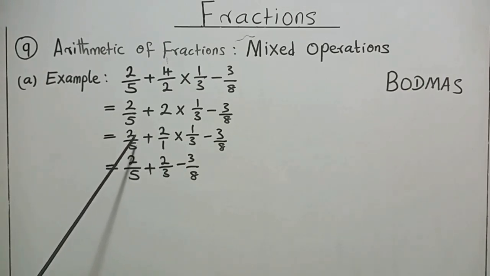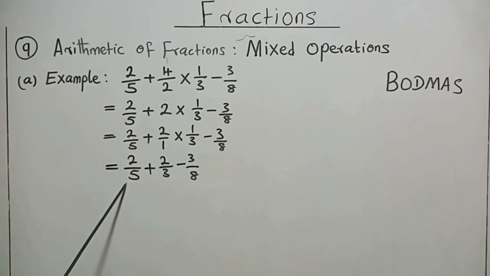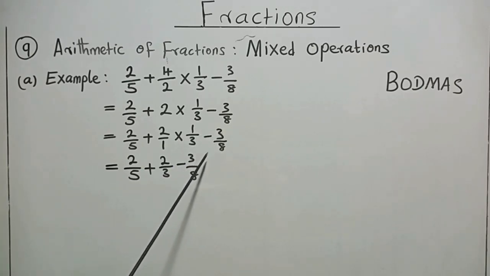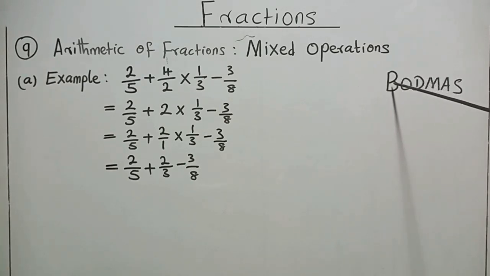That takes us to what we have here. 2 over 3 is still where it is. But these 2 have combined to form this. 3 over 8 is still where it is. We now have 3 fractions remaining. What is next? We go back to the BODMAS. We have done bracket, we've done off, we've done division, and now we've done multiplication. What remains? It is this addition.